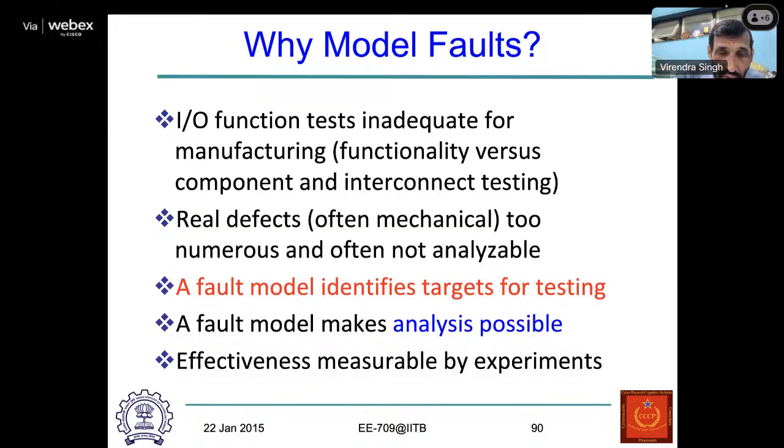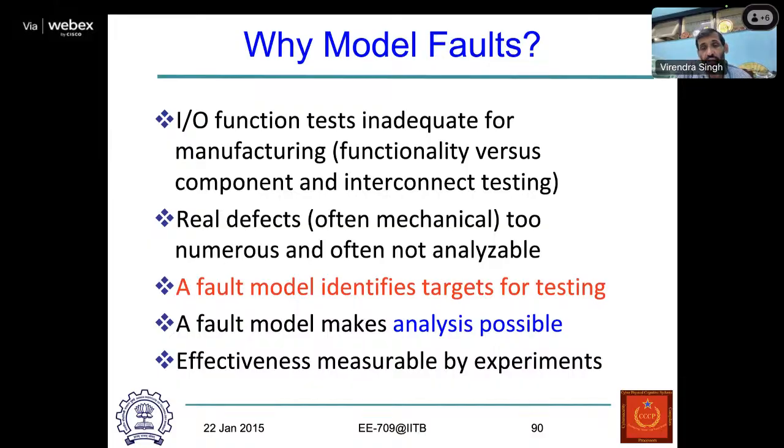Real defects, which are often mechanical, are too numerous, so they are large in number, and often they are not analyzable. So a fault model identifies a target for testing, that is, what I am testing for. I'm coming in a minute to how I can model a fault, so that I can target how to develop a test vector for a given particular fault. So a fault model makes the system analyzable. That's the beauty of the fault model.